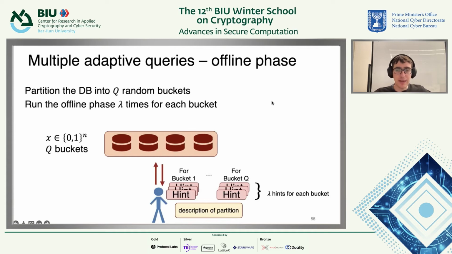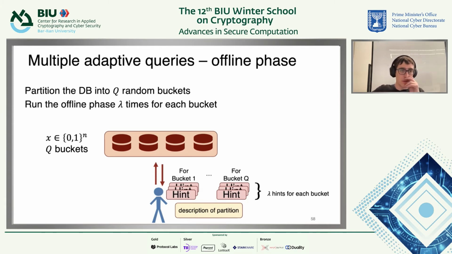Okay, so you should recognize the theme here. It's similar to the batch PIR ideas that we've seen in the previous hour. What we'll do is have the server and the client partition the database into Q random buckets. And again, the size of each bucket should be about N over Q.